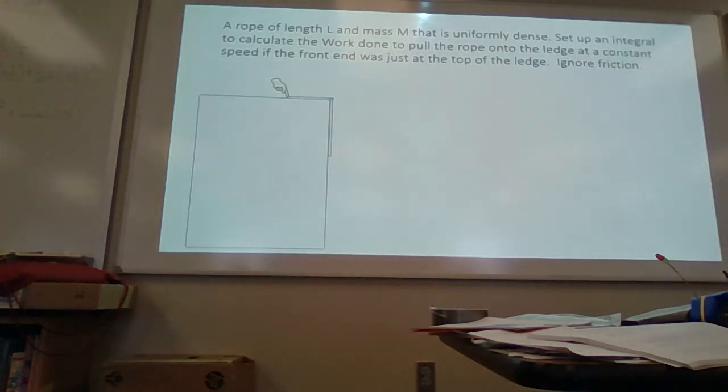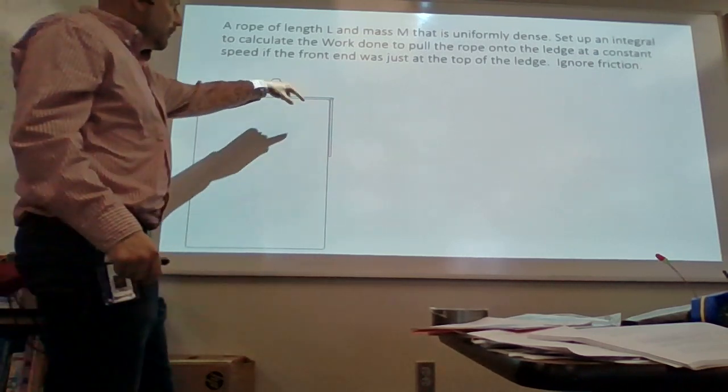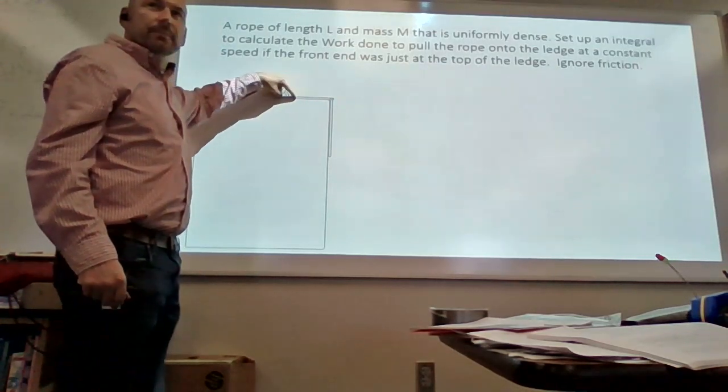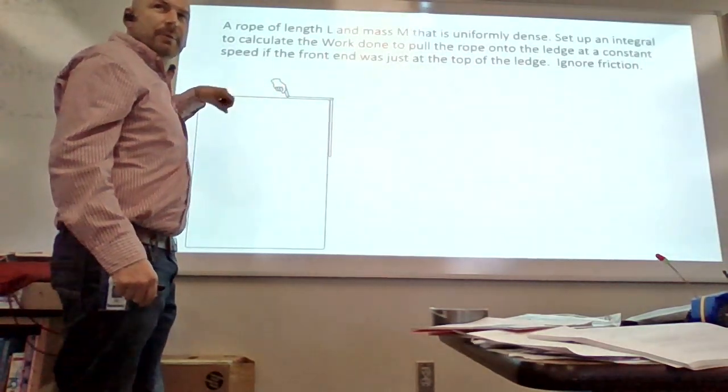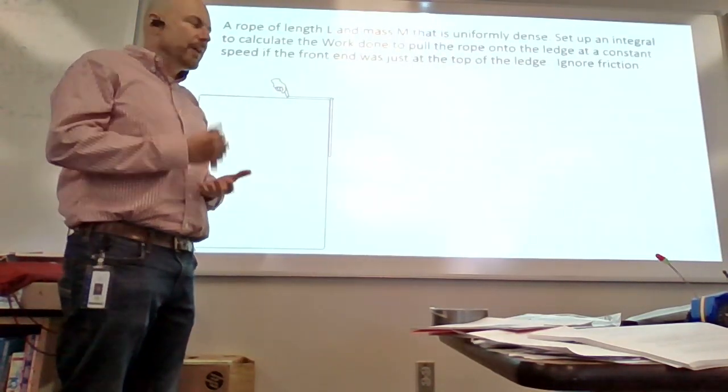All right, so we've got a mass. We have a rope with length L, mass M, uniformly dense. We're going to set up an integral to figure out the work done to pull up a rope onto the ledge at a constant speed if the front edge was just at the top of the ledge. We're ignoring friction. The rope was dangling over, and we're pulling this up at a constant speed. Good with that? Trying to find the work.